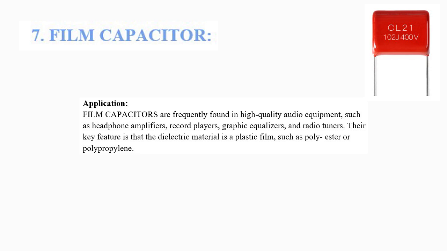Application for film capacitor. Film capacitors are widely used in many appliances. For example, they are used in high quality audio equipment such as headphones, amplifiers, record players, graphic equalizers, and radio tuners. Their key feature is that the dielectric material is plastic film such as polyester or polypropylene.